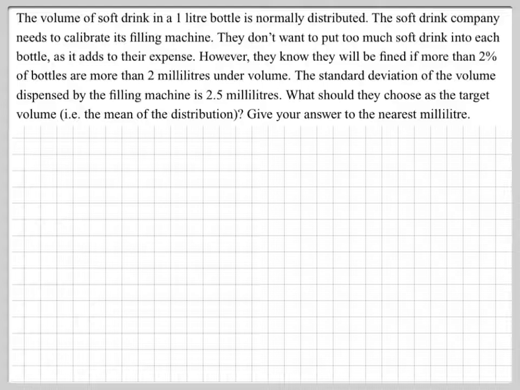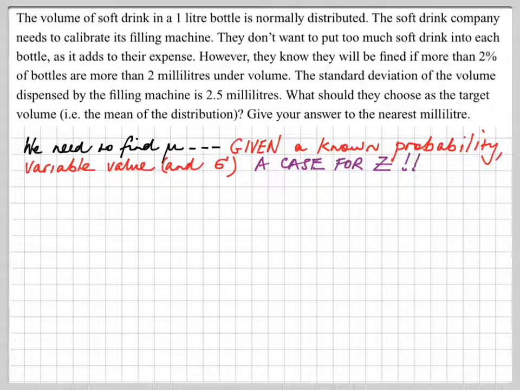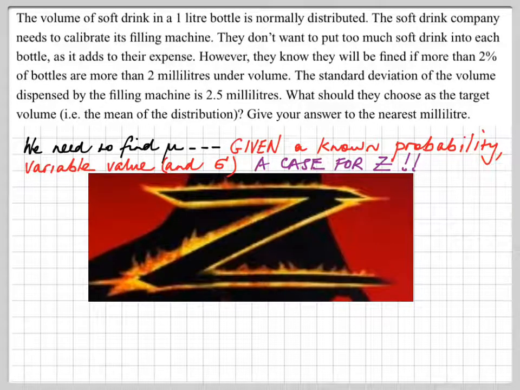So they told us that they can't go below 2% under volume, below 998, which has got to correspond to 2% of the distribution. Is that right? I think that's right. Let's just start setting this out and see whether we're on the right bandwagon here. Okay, we need to find mu, don't we? Now we're given a known probability and variable value and sigma. So, all right, what should we do? A case for Mr. Z. Da-da-da-da. Isn't he magnificent?